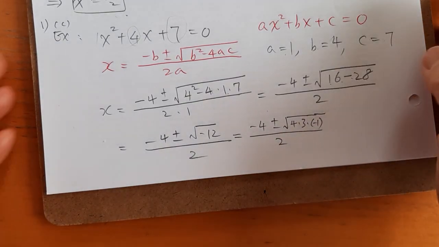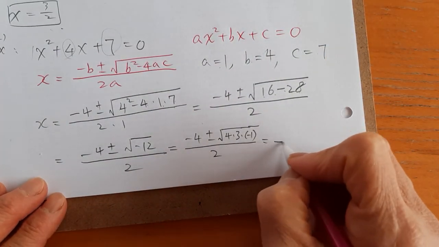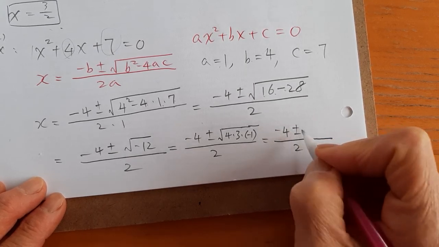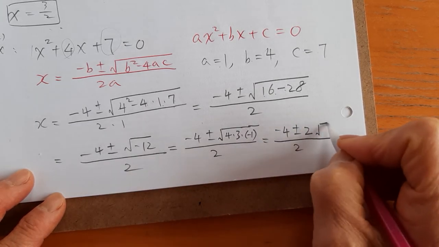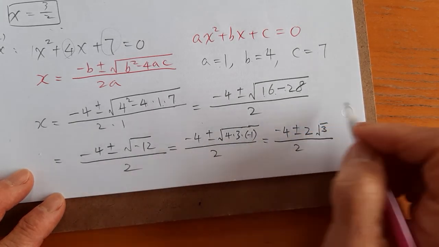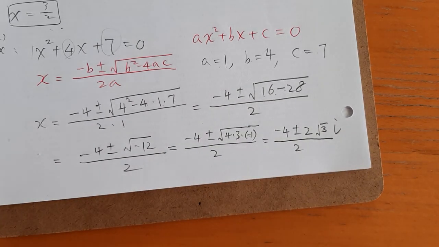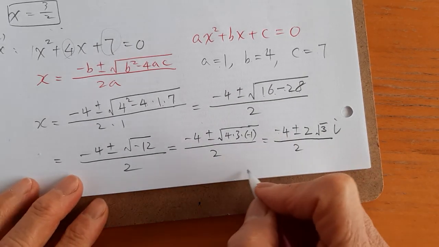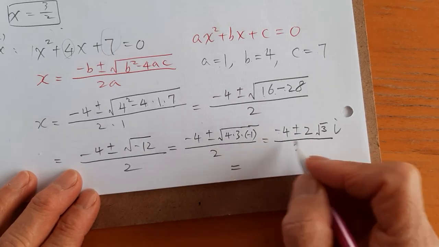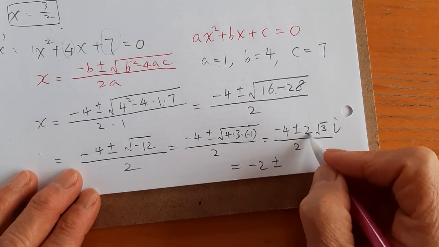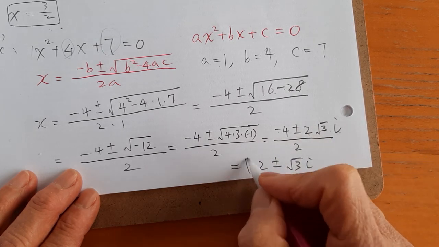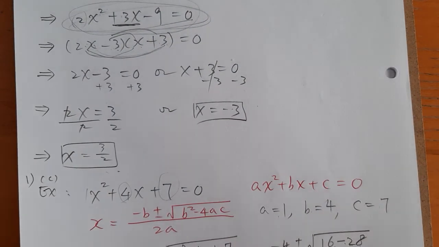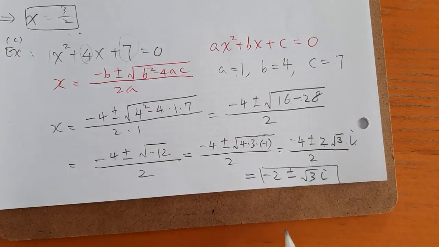Then separate and take the square root. So you get negative 4 plus or minus, 4 take square root is 2, 3 take square root is still square root of 3, negative 1 take square root is i, over 2. Then negative 4 divided by 2, cancel the common factor 2, get negative 2 plus or minus 2 square root of 3 i divided by 2, cancel 2, get square root of 3 i. So this is a complex number as solutions, because here it's negative 12.